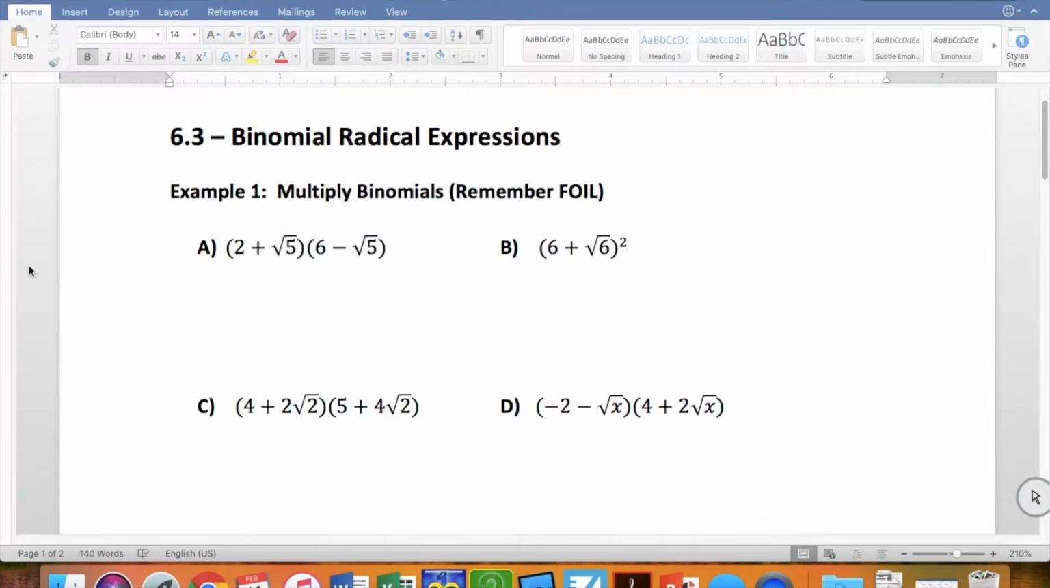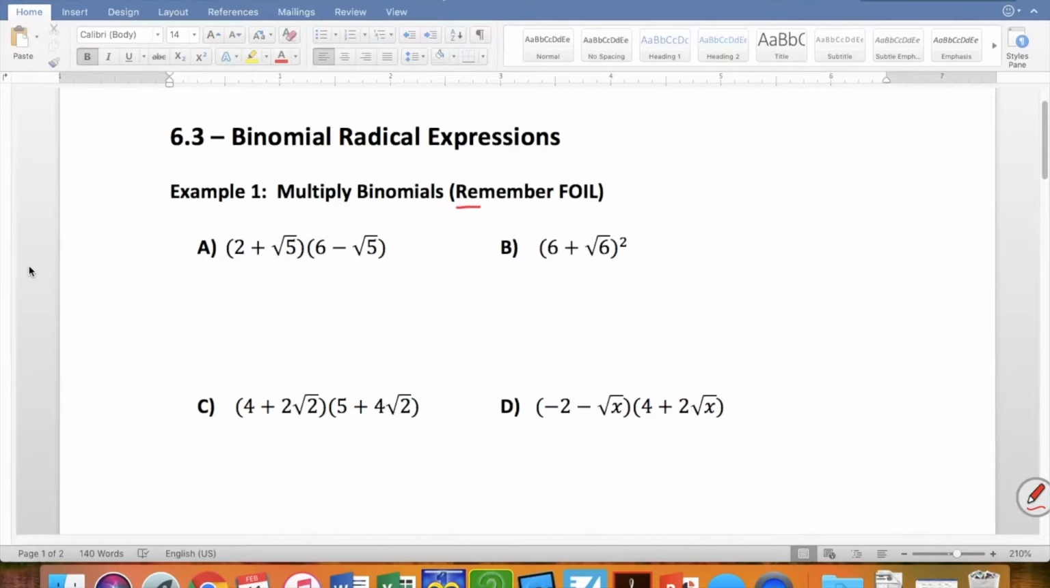For this section, we're going to be talking about binomial radical expressions. The term binomial should be a reminder of last chapter when we learned about binomials and trinomials. All of these that we're going to be dealing with are binomials, so they will have two terms in each expression. And we're going to be dealing with multiplying the binomials with radicals inside them.